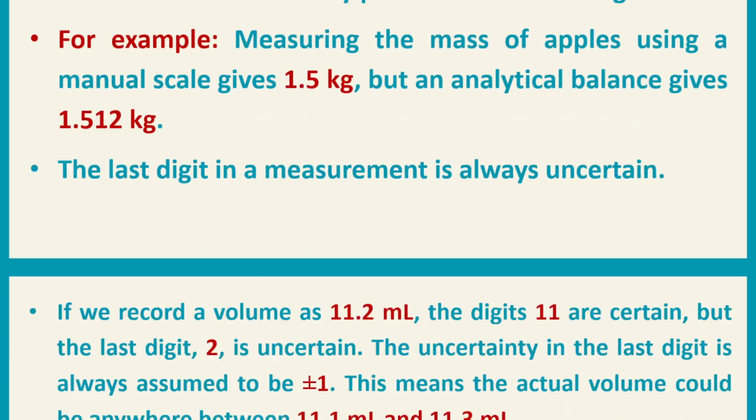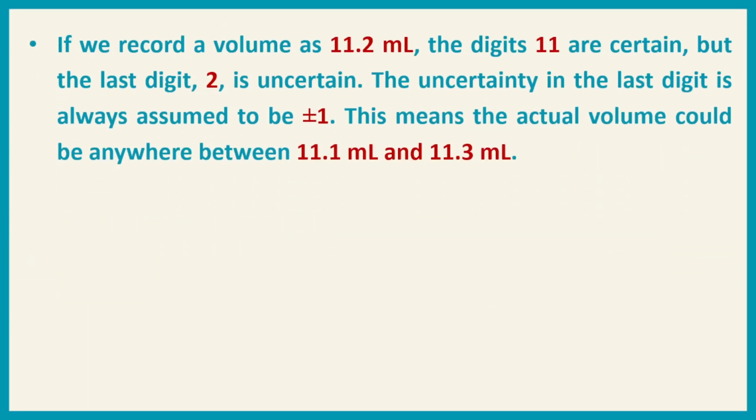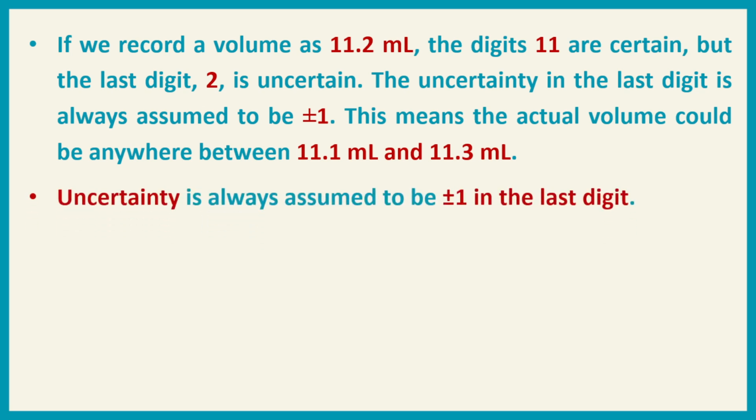Significant figures help express the precision of a measurement properly. If we record a volume as 11.2 ml, the digits 11 are certain, but the last digit 2 is uncertain. The uncertainty in the last digit is always assumed to be plus or minus 1. This means the actual volume could be anywhere between 11.1 ml and 11.3 ml. Unless otherwise stated, uncertainty is always assumed to be plus or minus 1 in the last digit.